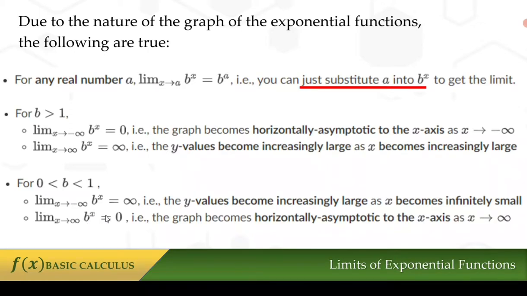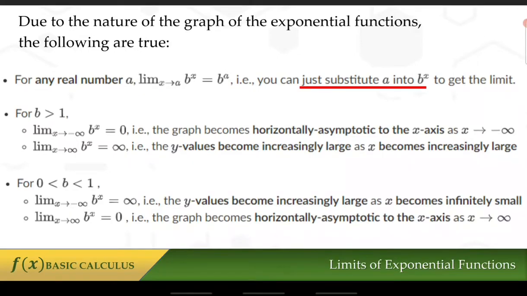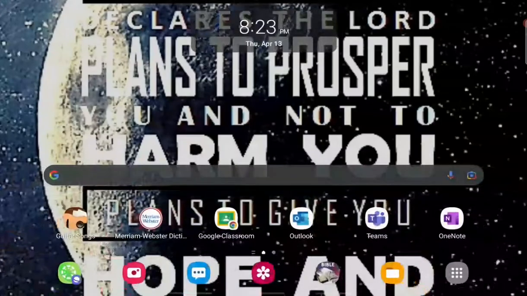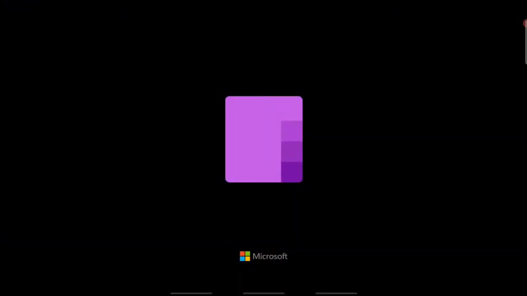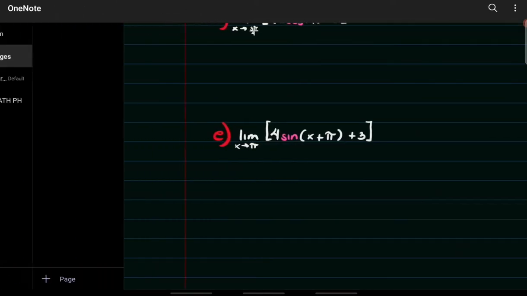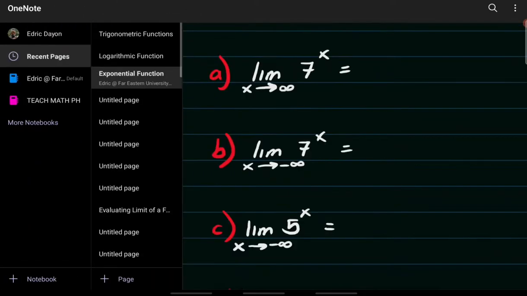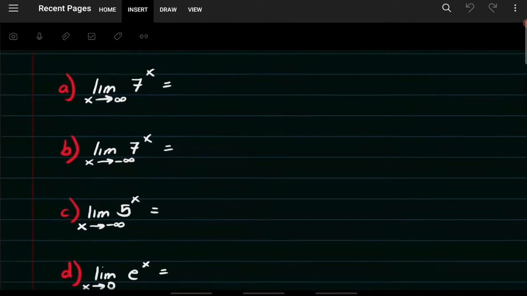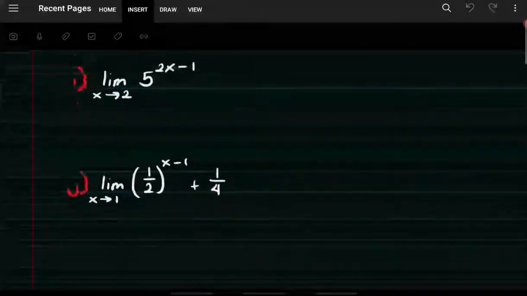Now, this time, let's try to find the limits of exponential functions. So let's open our discussion board. Let's try to answer the following examples. For limits of exponential functions, according to our presentation, we are allowed to apply direct substitution. Ayan. So sagutin natin itong mga examples na to, examples letter A to J.